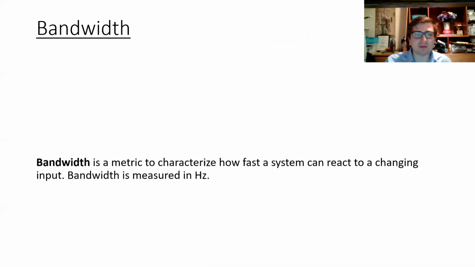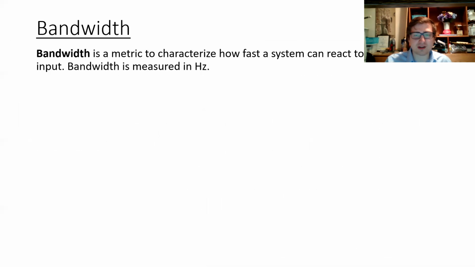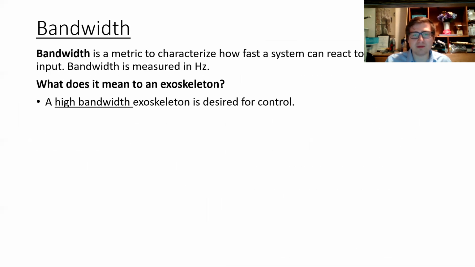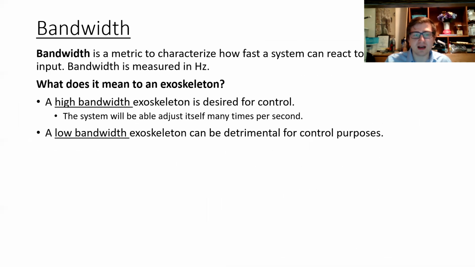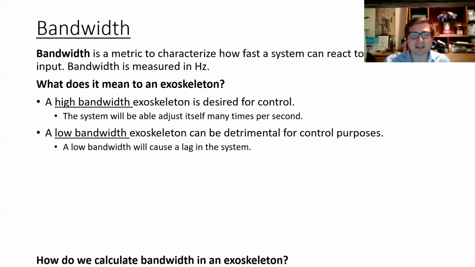Now I'm going to talk about bandwidth. Bandwidth is a metric to characterize how fast a system can react to an input. It's measured in hertz. So what does it mean for the exoskeleton? A high bandwidth exoskeleton is going to be desired because the system can adjust itself many times per second. A low bandwidth exoskeleton could be detrimental because you're essentially going to introduce a lag into the system.